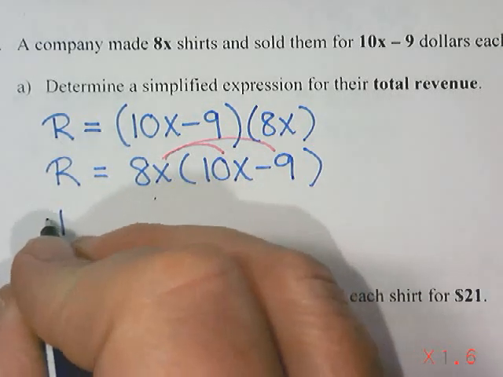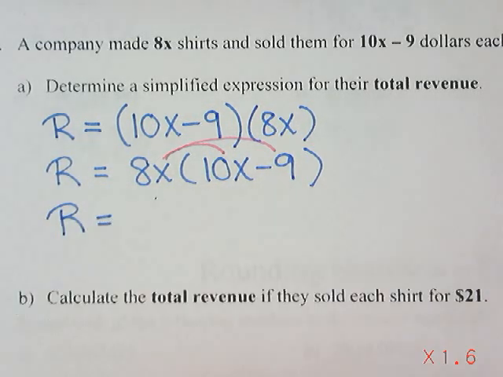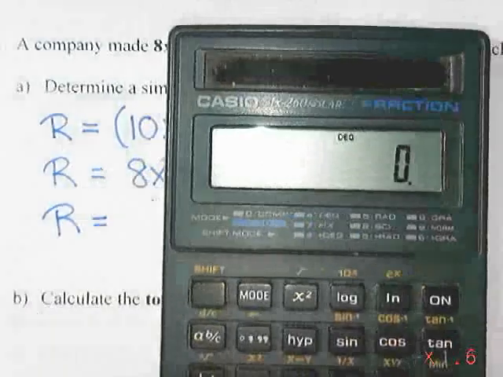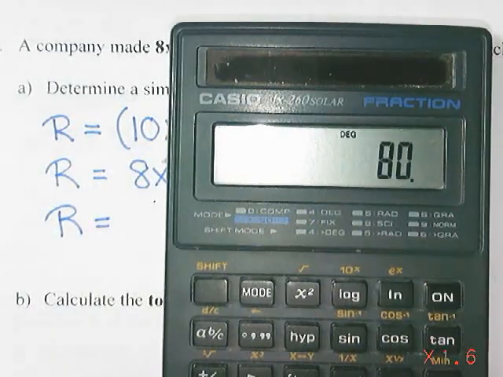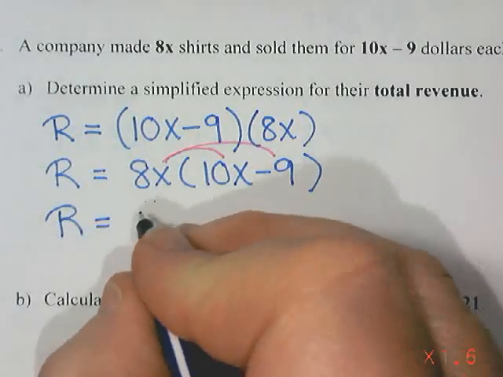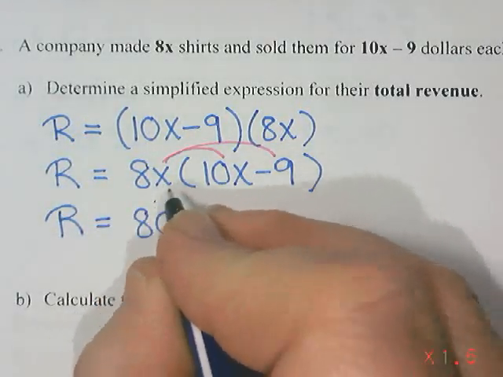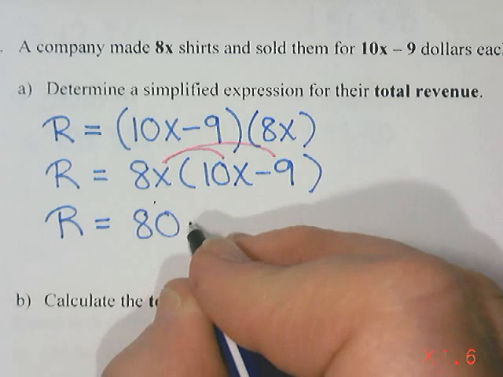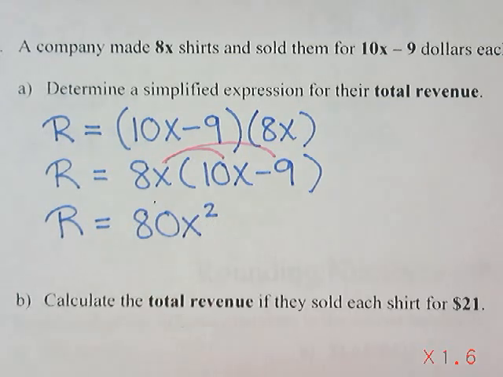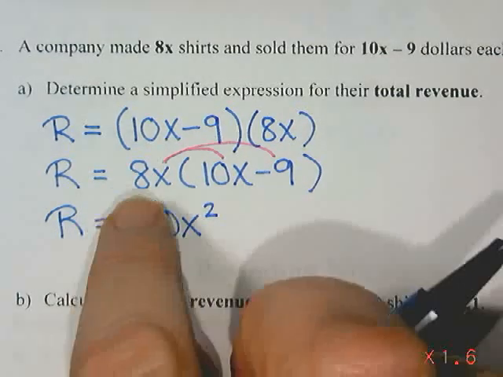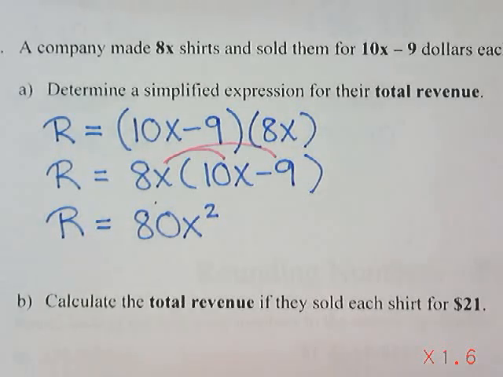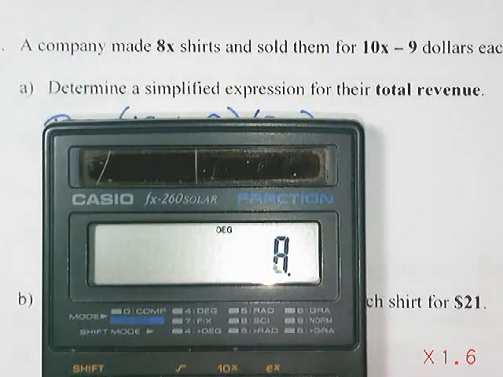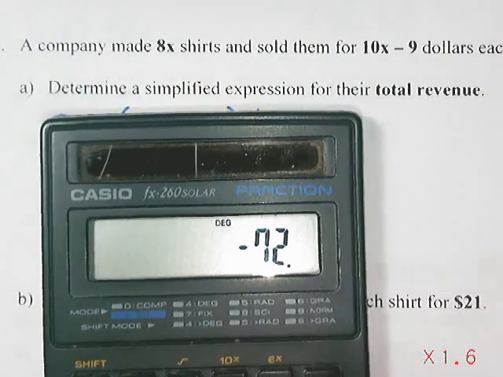So my revenue, or R for short, is 8x times 10x. So 8 times 10 is 80. So that is 80. And then x times x is x squared. And then I do 8x times -9. So 8 times -9 is -72.